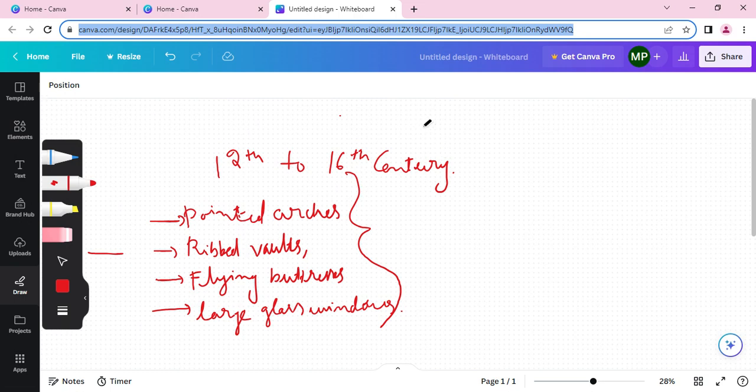First of all, let's see pointed arches. We all know a pointed arch is an arch which ends at a point. In Islamic architecture also we see many pointed arches. The main distinctive feature of Gothic architecture is the pointed arch. Pointed arches are stronger than round arches, and allow for taller and thinner walls.